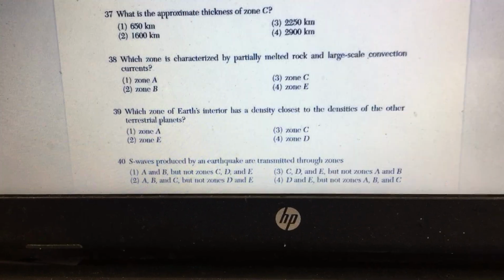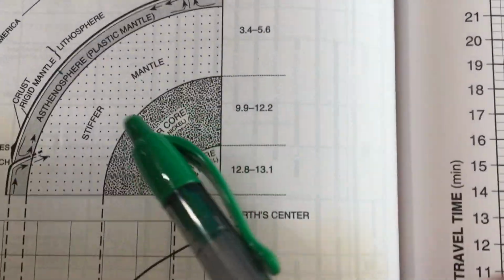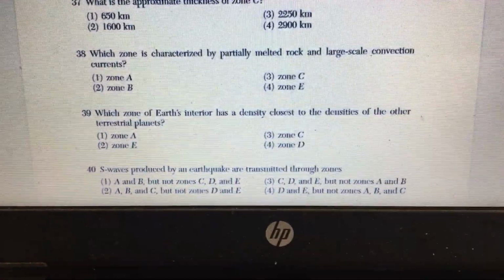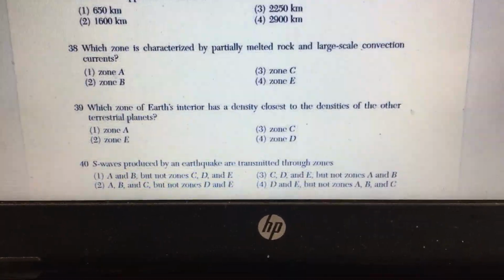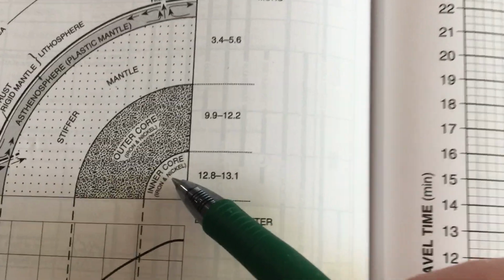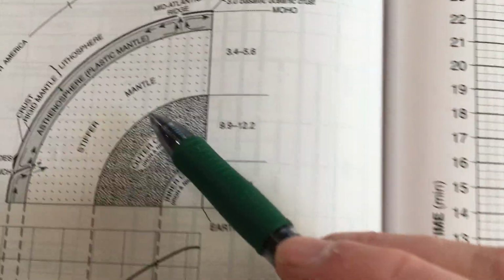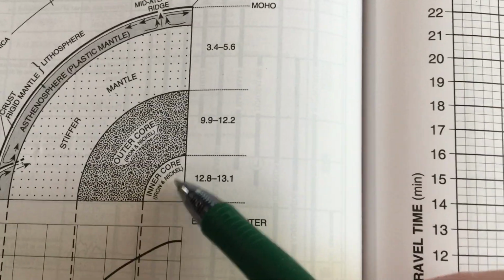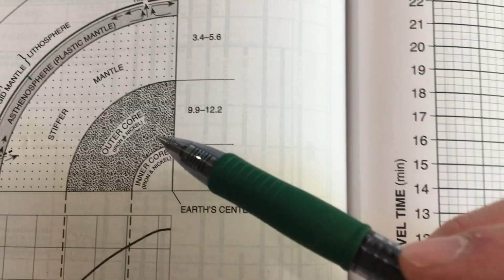S waves produced by an earthquake are transmitted through zones, and so on. Again, here it is. It's going to show up in one form or another. The outer core is a liquid. Give me the outer core on that thing, and you got it. Now, I guess the one kind of trick to this is, they would go through the inner core if they made it, but they can't make it to the inner core because the outer core surrounds it.